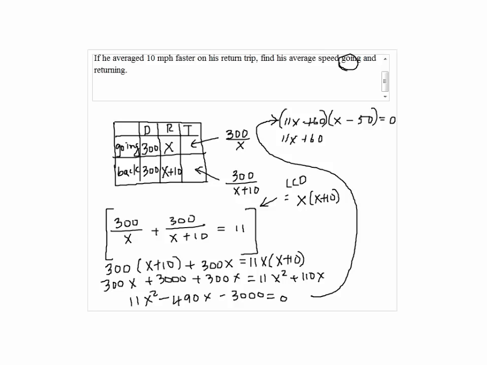So we have 11x plus 60 equals 0, which will give us x equals negative 60 over 11. This cannot be the answer because the answer should be a positive number. So the other answer will be x minus 50 equals 0, so x equals 50. So this should be the answer. So 50 miles per hour for going, and 10 miles per hour more than that for coming back, so 60 miles per hour for coming back.